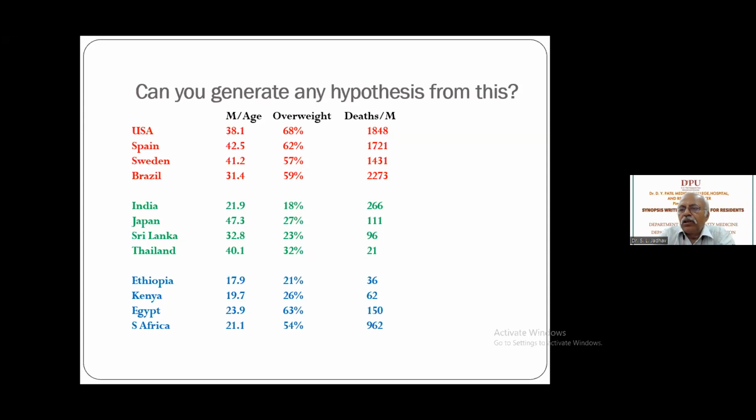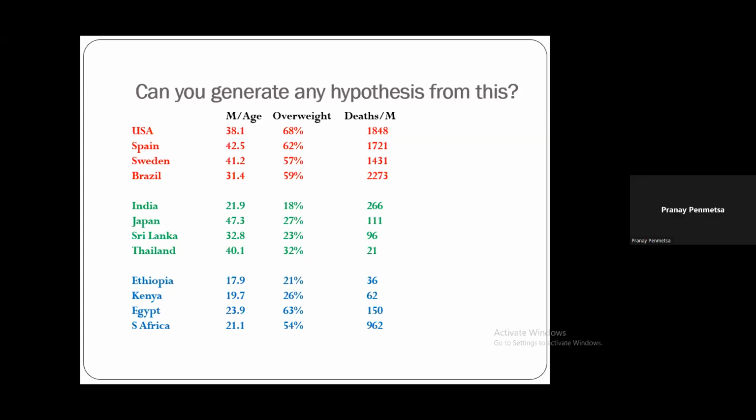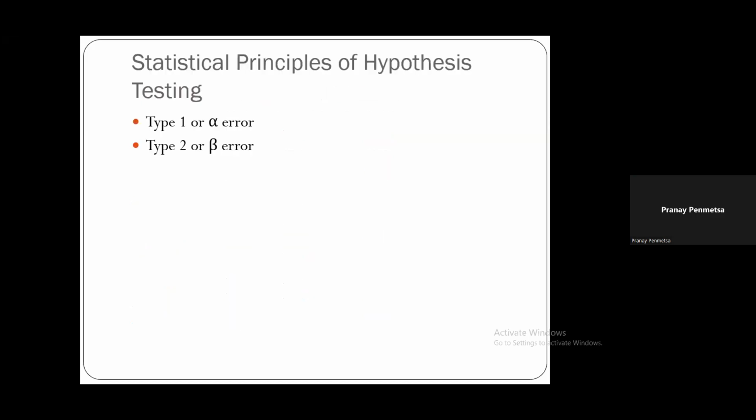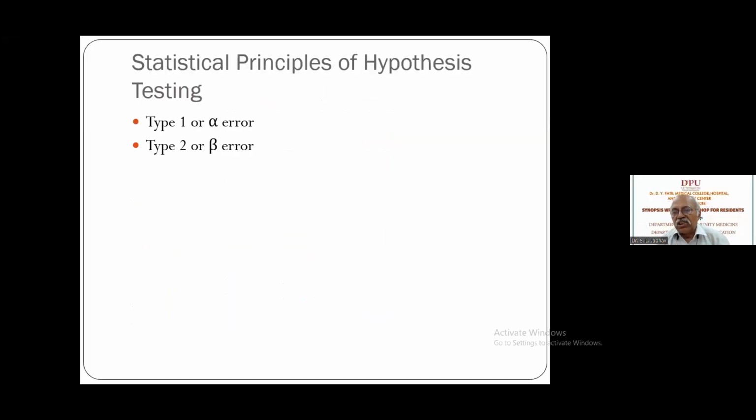Subsequently, I will show how we proceed further with this research question. My research question is whether obesity is related to fatality from COVID-19. So this becomes my research question. So what will the null hypothesis be? The null hypothesis will be that there is no relation between obesity, overweight and fatality from COVID.